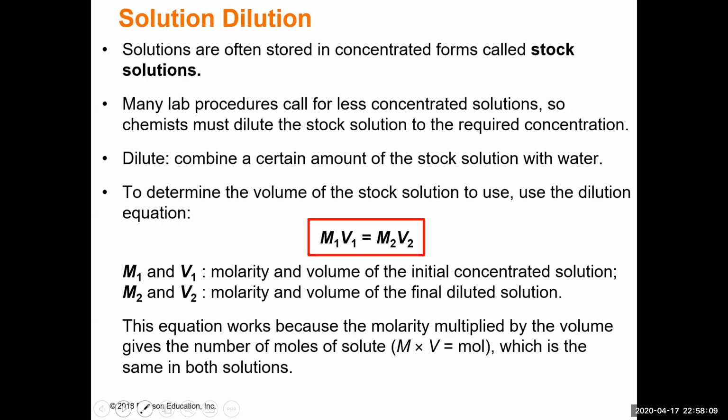To determine the volume of stock solution to use, we would use the dilution equation, which is M1V1 equals M2V2. That is M1 times V1 equals M2 times V2. M1 and V1 stand for the molarity and volume of the initial concentrated solution, and M2 and V2 stand for the molarity and volume of the final diluted solution.